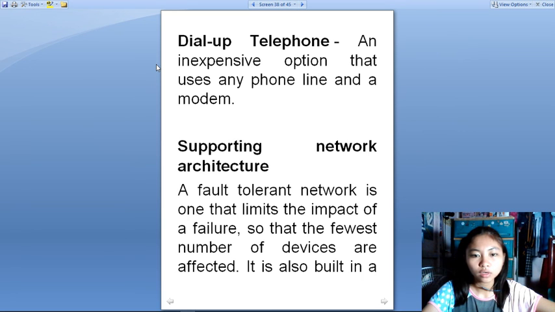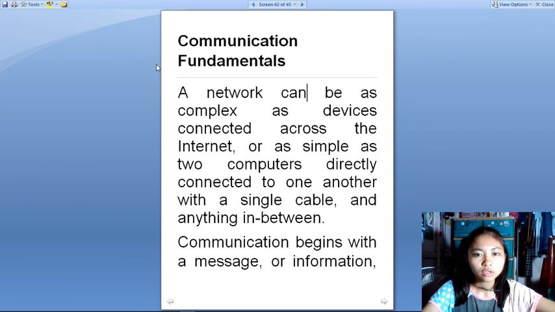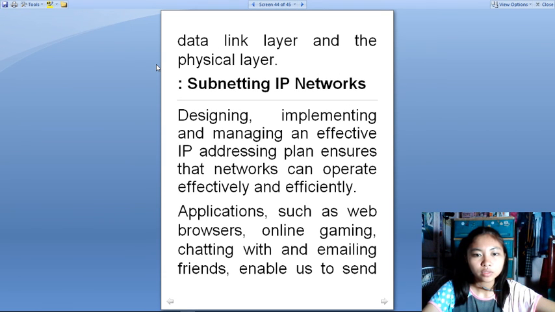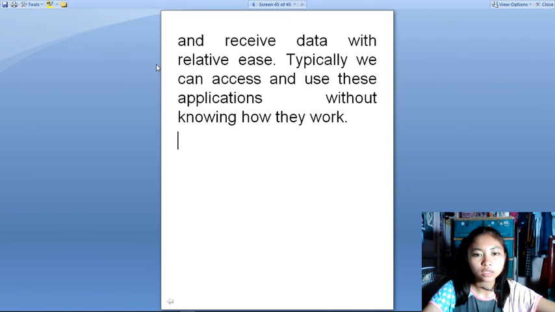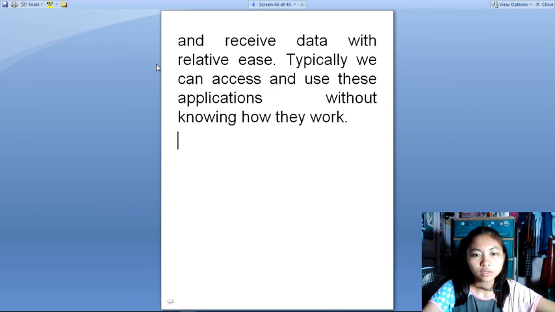So supporting network architecture, scalability, quality of service, security, communication fundamentals, subnetting IP networks. Designing, implementing, and managing an effective IP addressing plan ensures that networks can operate effectively and efficiently. Applications such as web browsers, online gaming, chatting with, and emailing friends enable us to send and receive data with relative ease. Typically, we can access and use these applications without knowing how they work.